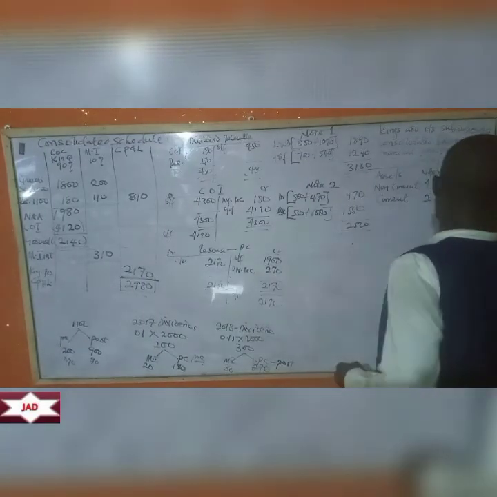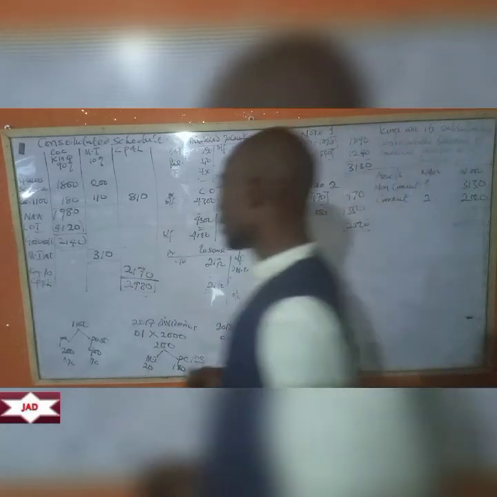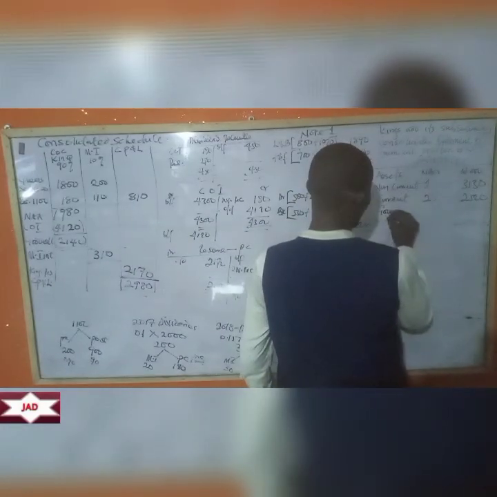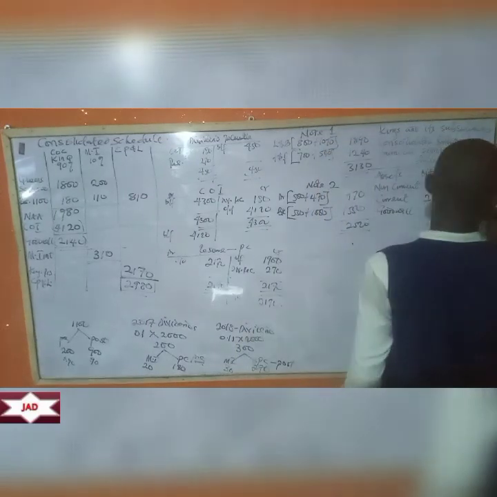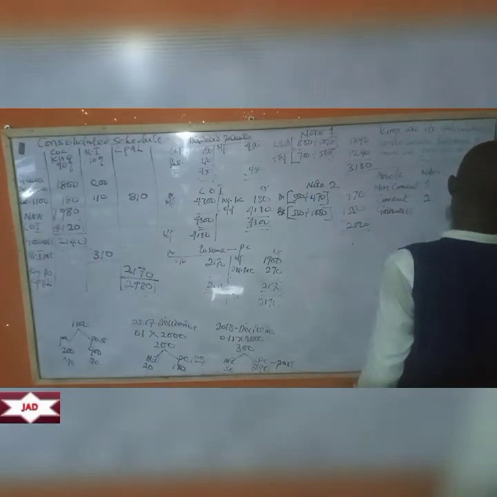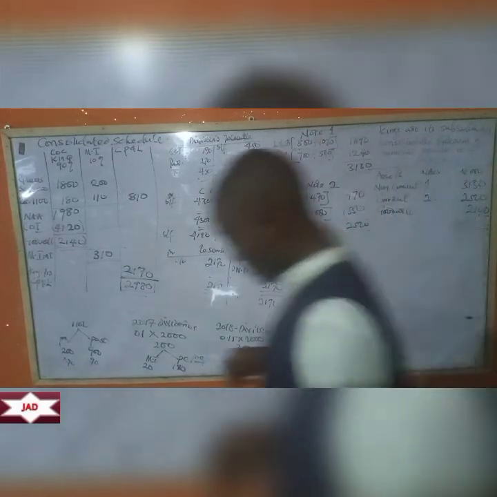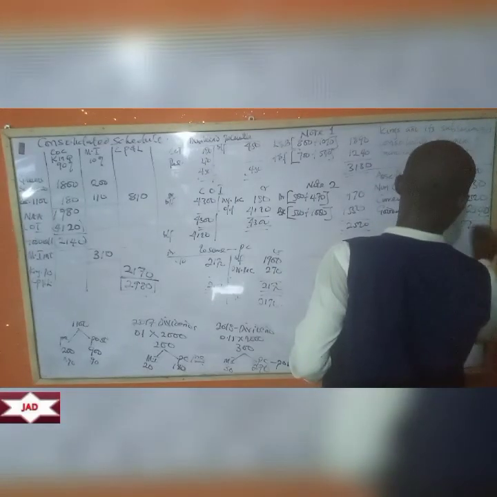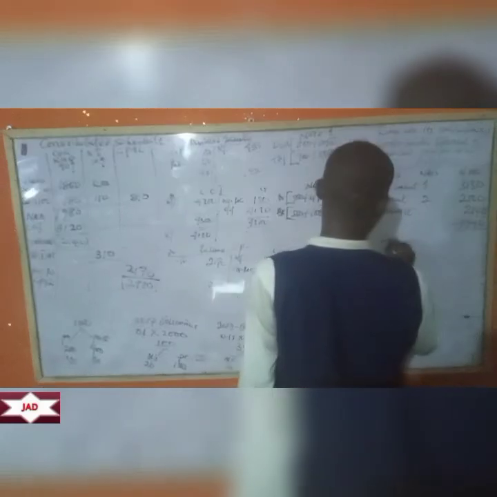So when you add up, don't forget, there's a goodwill here. The goodwill here is 2140, right? So let's go. Goodwill, we have 2140. So let's add it. We have 3130 plus 2520 plus 2140. 7790. So we have the liabilities now.